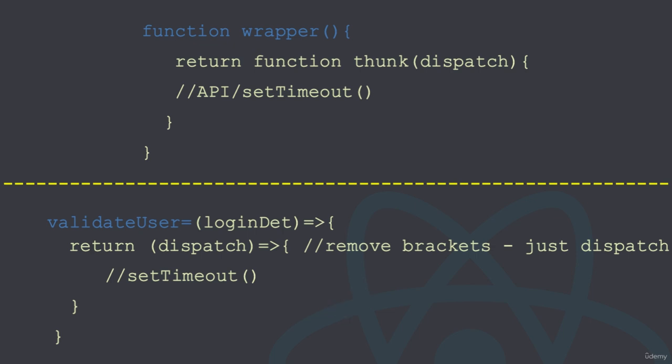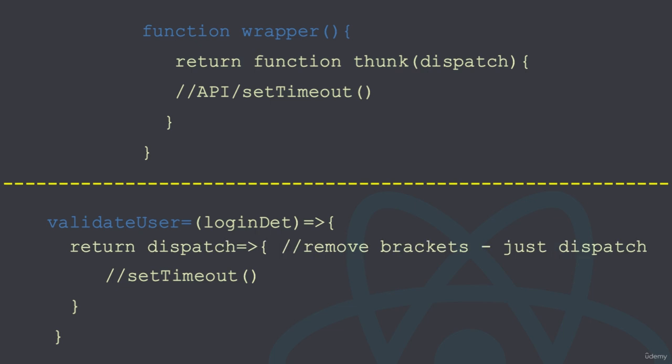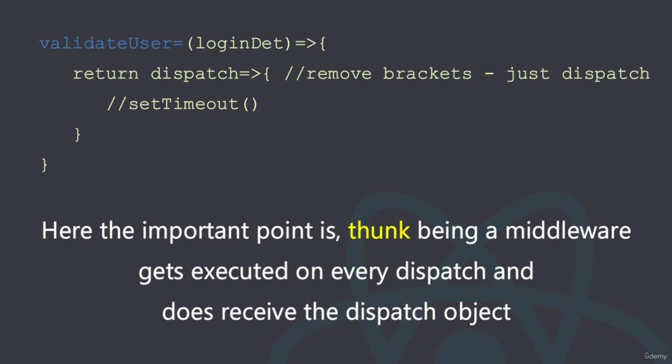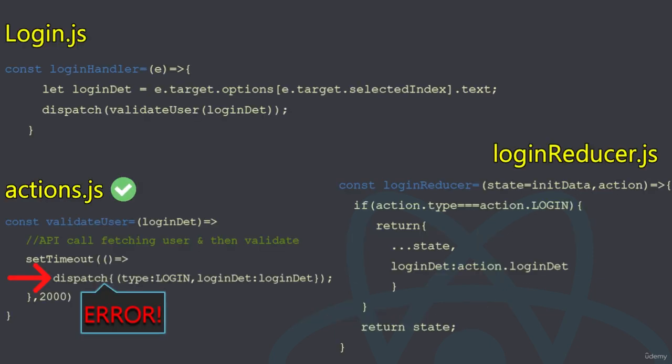In fact, you might see that because there is a single parameter, even these parentheses are not required, so we may remove these as well. So the actual function we are going to write is this syntax, but either you write it this way or you write it this way, it is one and the same thing. Here the important point is thunk, being a middleware, gets executed on every dispatch and does receive the dispatch object. It means in the previous lecture we saw that in actions.js we did not have the dispatch object available, so we are going to use thunk for that.